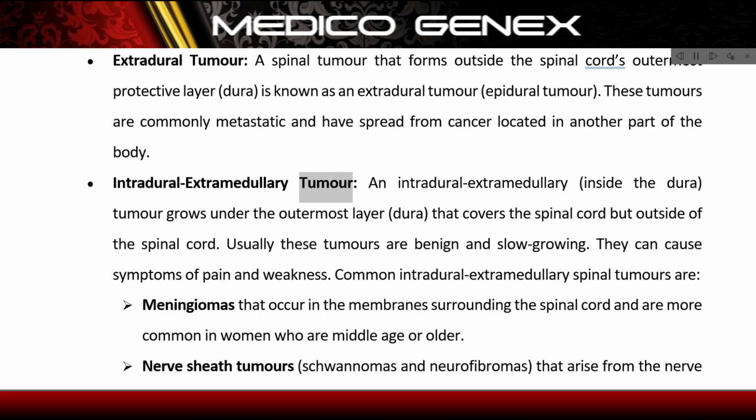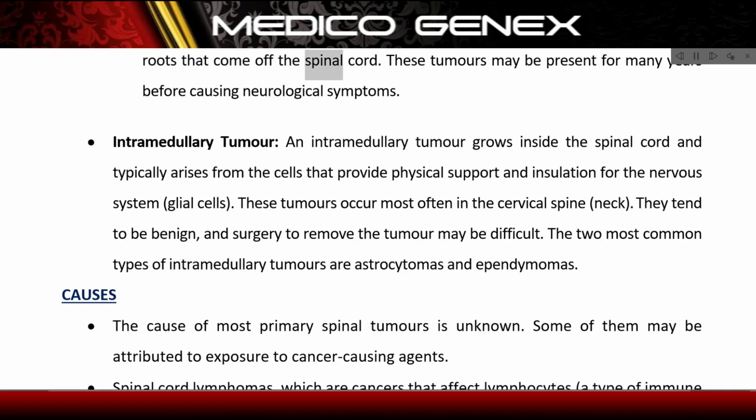Intradural extramedullary tumor, an intradural extramedullary, inside the dura, tumor grows under the outermost layer, dura, that covers the spinal cord but outside of the spinal cord. Usually these tumors are benign and slow-growing. They can cause symptoms of pain and weakness. Common intradural extramedullary spinal tumors are meningiomas that occur in the membranes surrounding the spinal cord and are more common in women who are middle-aged or older. Nerve sheath tumors, schwannomas and neurofibromas, arise from the nerve roots that come off the spinal cord. These tumors may be present for many years before causing neurological symptoms.